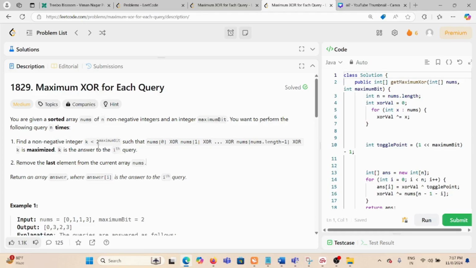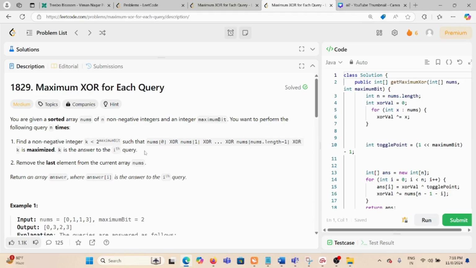So we have to choose such a k that if we do the XOR of all the numbers in the array and XOR with k, the k value that we pick should produce the largest value. So we should pick the k in such a way that it maximizes the overall XOR.